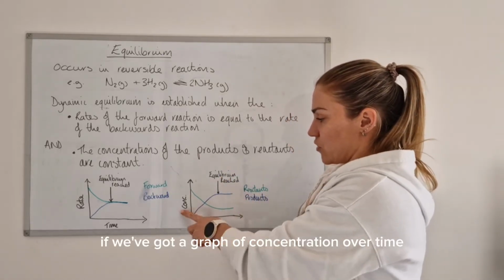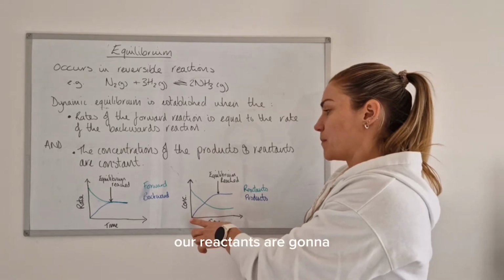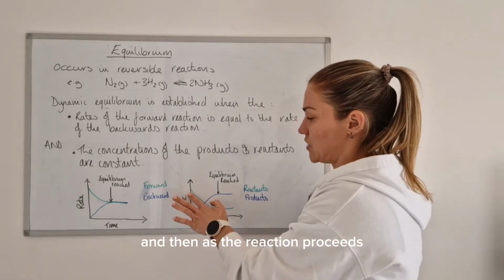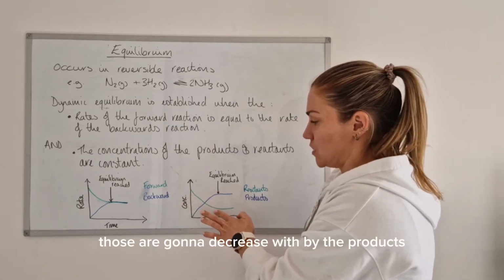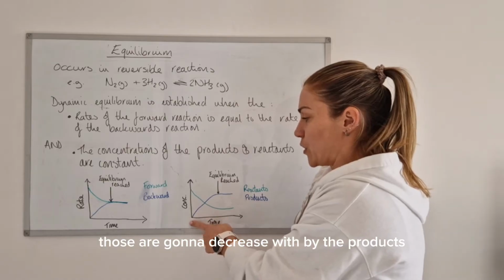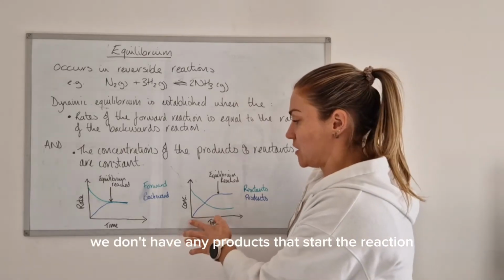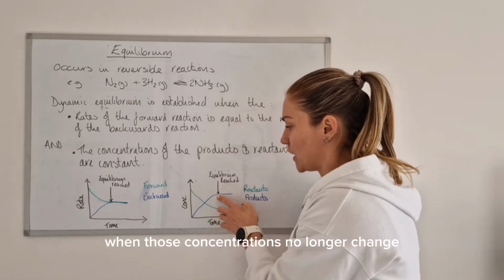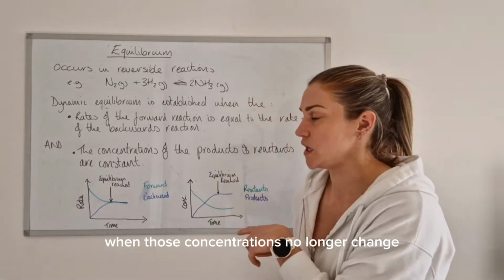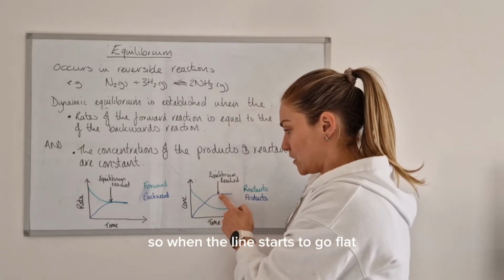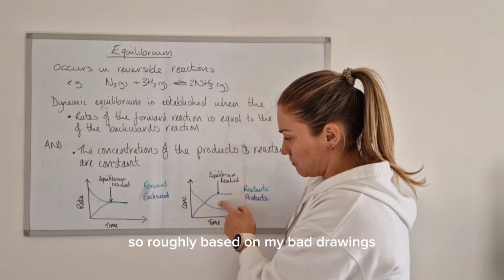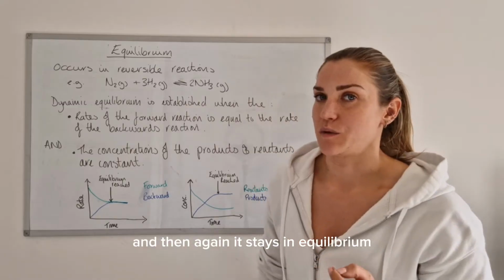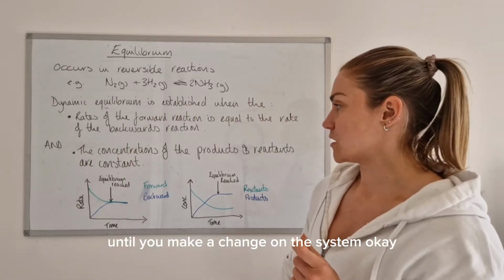If we've got a graph of concentration over time, our reactants are going to start off with a high concentration because they've not been used up yet, and then as the reaction proceeds, the concentration of those is going to decrease. For the products, we don't have any products at the start of the reaction, and then eventually we'll make some, and so they'll increase. Equilibrium is reached when those concentrations no longer change, so when the line starts to go flat. Roughly, based on my bad drawings, equilibrium would have been reached at this point, and then again it stays in equilibrium until you make a change on the system.